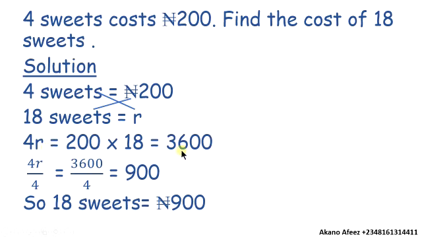Divide both sides by the coefficient of R. What is the coefficient of R here? I guess you said 4. So 4R divided by 4, 3,600 divided by 4. 3,600 divided by 4 gives us 900. That means R equals 900. Don't forget, R represents 18 sweets here. So 18 sweets equals 900 naira.